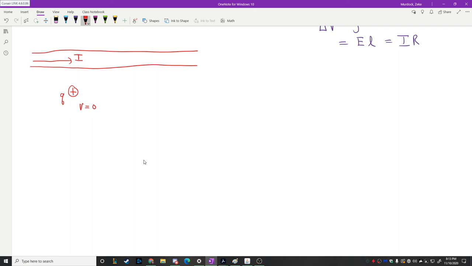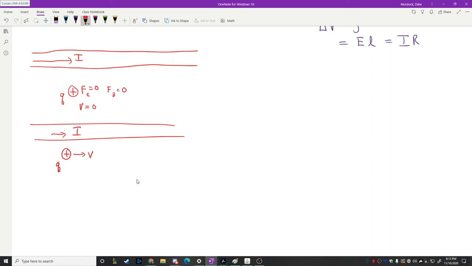Does it feel any forces? Ty is right. It does not feel any forces. The force on this object would be equal to zero. There would be no electric force. There would be no magnetic force, right? No forces. At rest, no forces, right? Now, if I take the exact same scenario, so I've got my current carrying wire, it has a current I, I place next to it a charge Q, and I say, okay, this charge moves with a velocity V. How about now? Is there going to be a force on the charge?